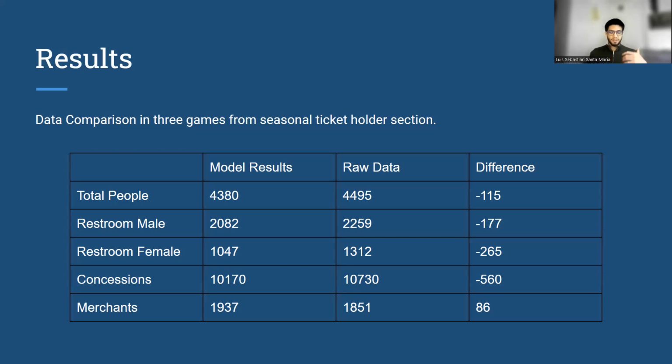This might be because, again, we did not take into account people going from other seating sections into concessions that weren't the nearest one to them, or to restrooms nearest to them. So that is where the slight differences come from, as well as the fact that we had fewer people overall in the seating section.